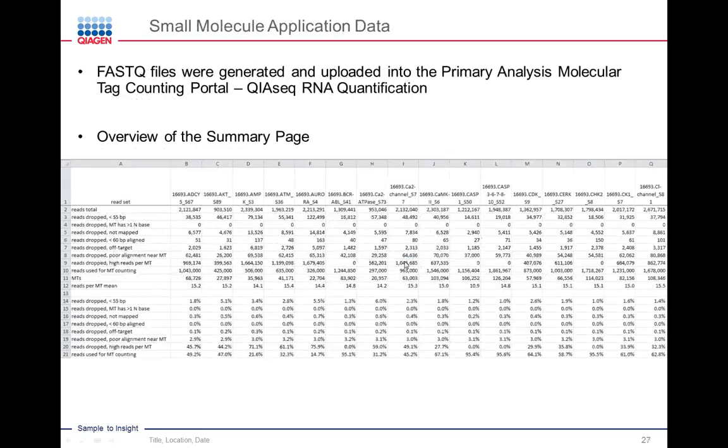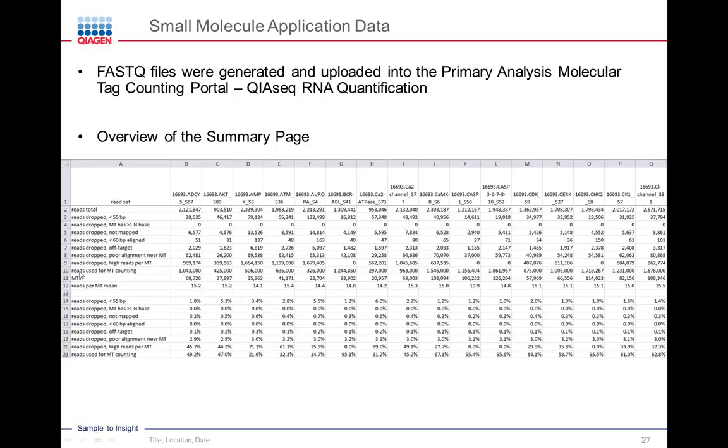But just to give you an example of what happens to the data as it goes through the data analysis pipelines, after the sequencing was done, we loaded the FASTQ files onto the primary analysis pipeline. What the primary analysis pipeline does is take all the reads for each sample and run those reads through several filters, where smaller reads are filtered out. Any reads that are not uniquely mapped will get filtered out, and so on and so forth. So it goes through a series of filtering steps, and what we end up with is just the reads that are used for molecular counting.